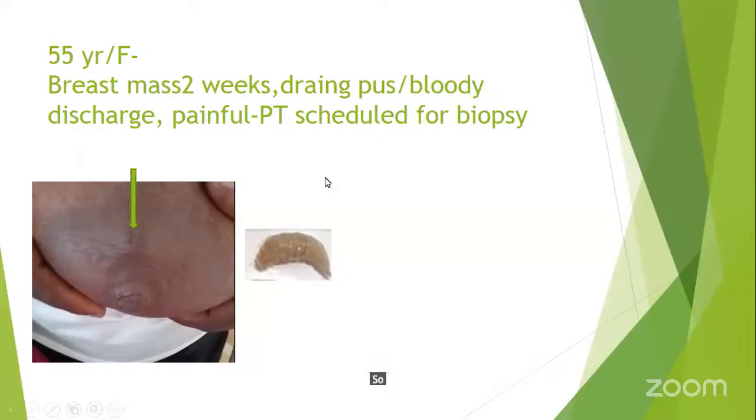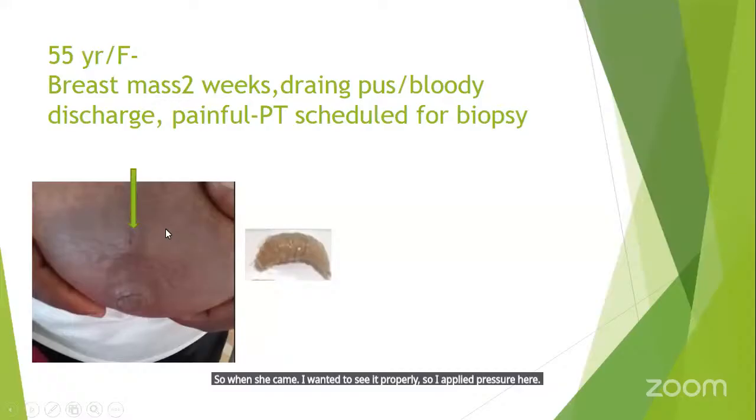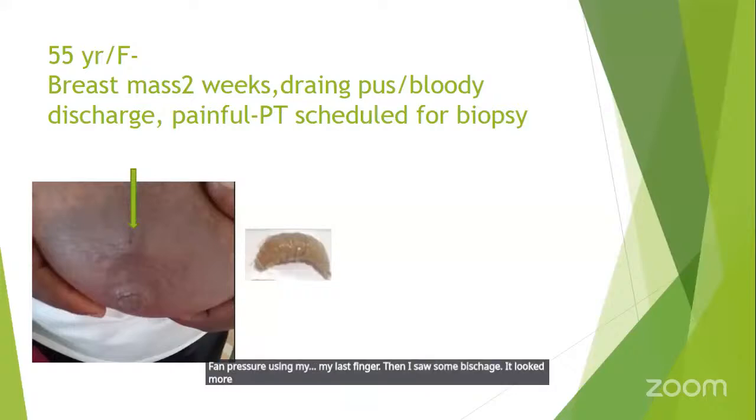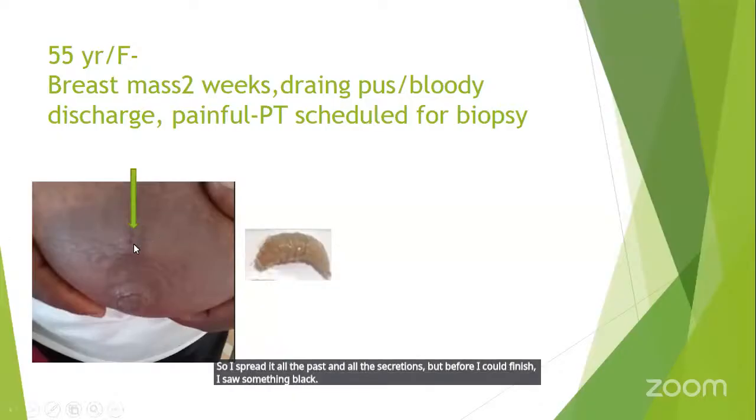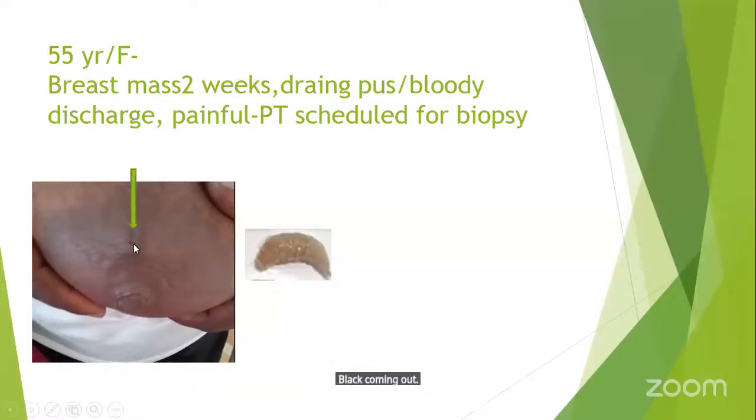So when she came, I wanted to see it properly, so I applied firm pressure here using my gloved finger. Then I saw some discharge. It looked more of pus and blood. So with my curiosity, I wanted to find out what's inside the pus. So I aspirated all the pus and all the secretions. But before I could finish, I saw something black coming out, then whitish. Then I had to apply more pressure.